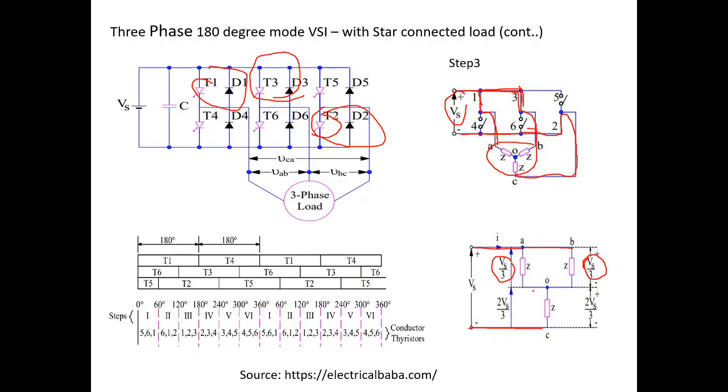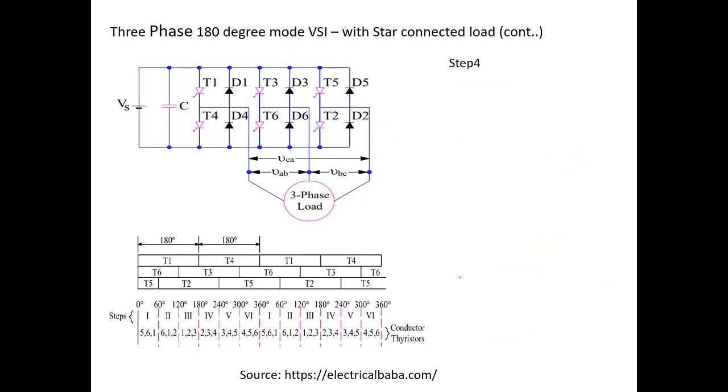Coming to line voltages, between A and B we have a short circuit, so VAB is equal to 0. What about VBC? Between B and C, we have the input voltage source directly, so VBC is equal to Vs. And what about VCA? VCA is equal to minus Vs. These are the line voltages corresponding to step 3.